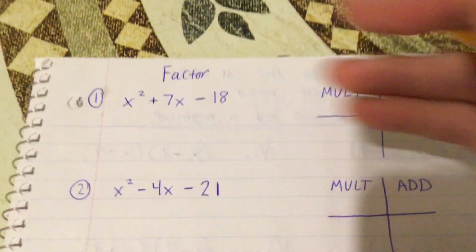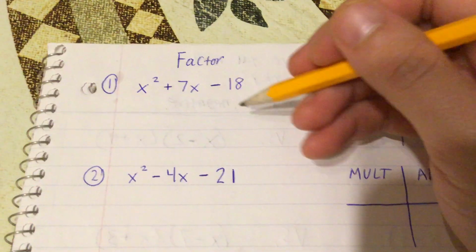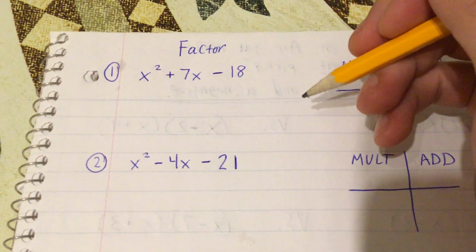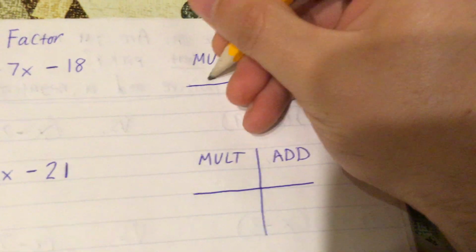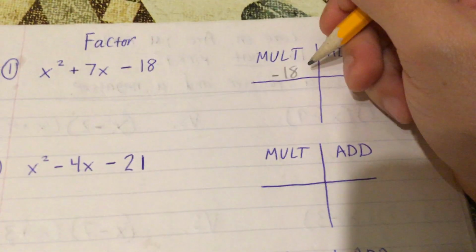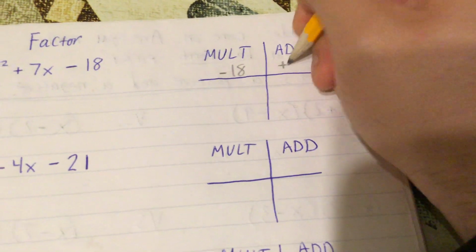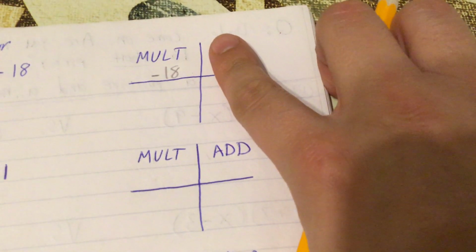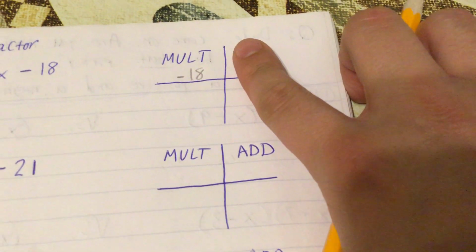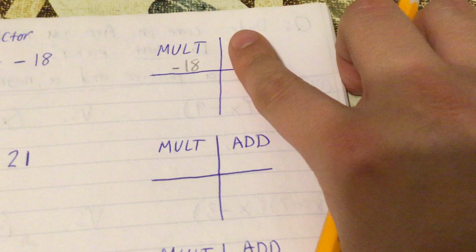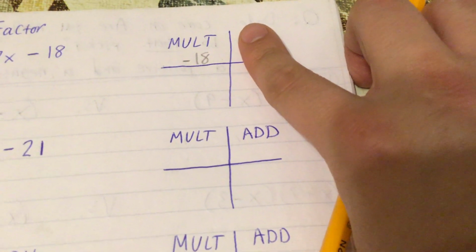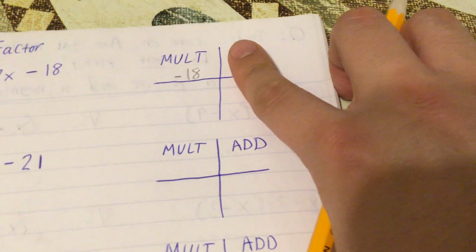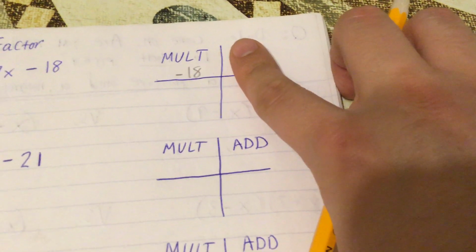X squared plus 7x minus 18. I want to factor this into two binomials. So in this case, I'm looking for two numbers that multiply to negative 18 and add to positive 7. So I'm going to cover up the right column. How do I get two numbers that multiply to negative 18? Positive, positive, negative, negative, or one of each? The answer is one of each.